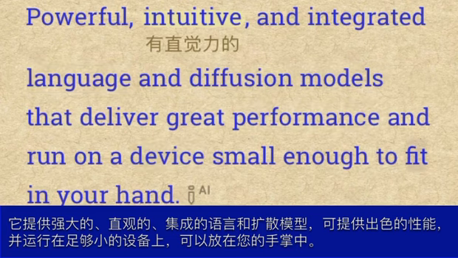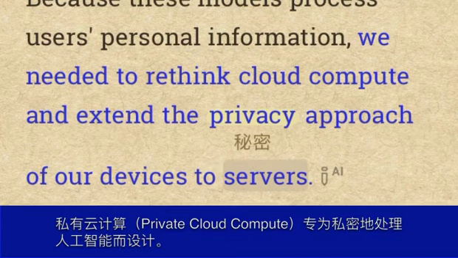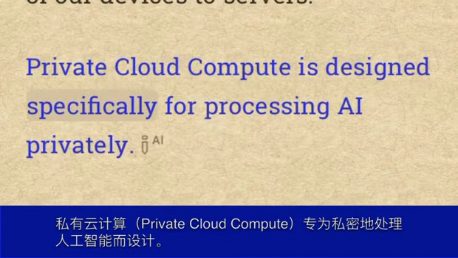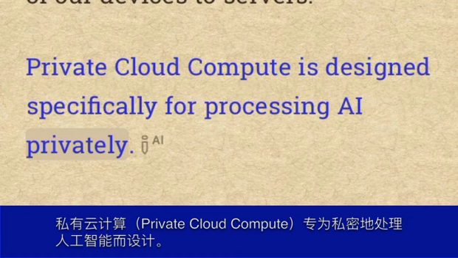Still, there's some more advanced features that require larger models to reason over more complex data. So we've extended Apple Intelligence to the cloud with private cloud compute to run those larger foundation models. Because these models process users' personal information, we needed to rethink cloud compute and extend the privacy approach of our devices to servers. Private cloud compute is designed specifically for processing AI privately.